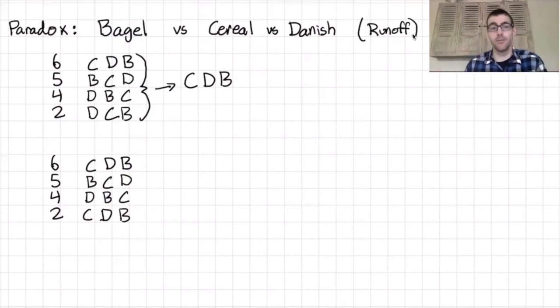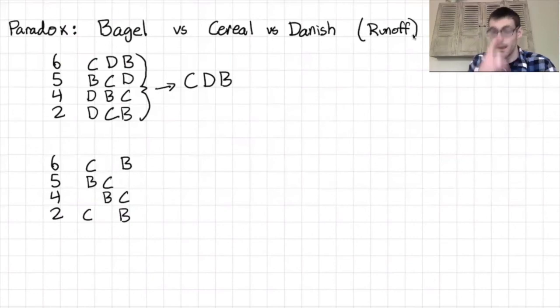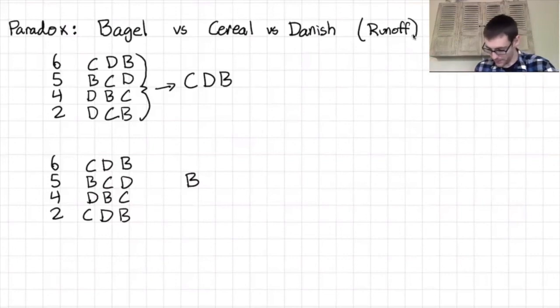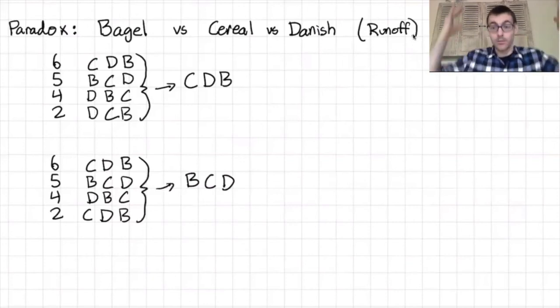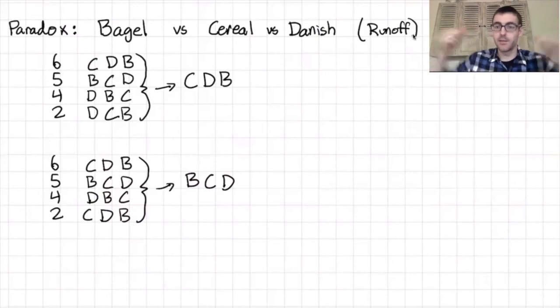What does our runoff system say about this collection? Well, now cereal gets the most votes. Bagel gets 5 votes. Danish now only has 4. So our runoff procedure says that we're removing Danish. And now we ask ourselves, all right, in this runoff, who wins? Well, bagel gets 9 votes to cereal's 8 votes. Therefore, the first choice is bagel. We can go through this process to see who wins between cereal and Danish, but I believe that cereal ends up beating Danish. So we have a new winner. In this case, bagel is the top choice.